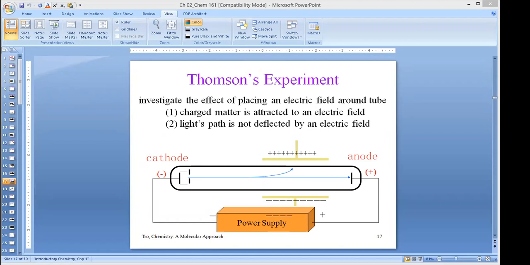Here's the power source. A negative and a positive. So there's attraction to it, and the power source is basically just electrons. Then you've got these two plates here.